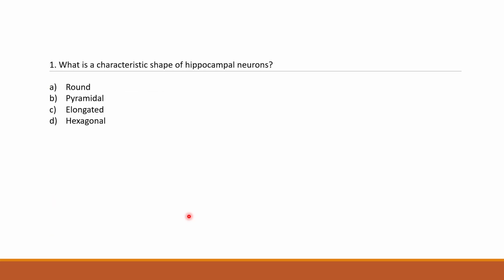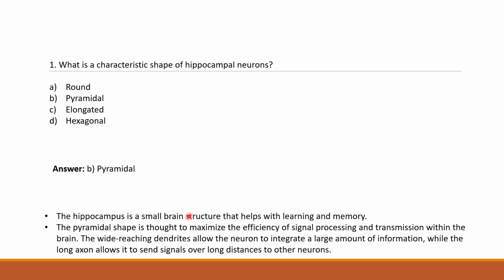So first question: what is the characteristic shape of a hippocampal neuron? A, round; B, pyramidal; C, elongated; and D, hexagonal. Yes, very good. So the answer for this is pyramidal, that is option B.